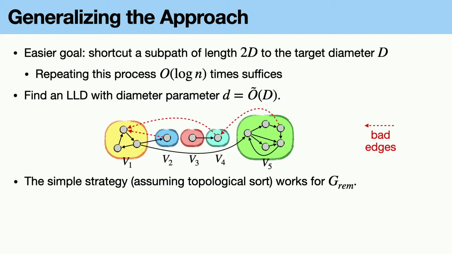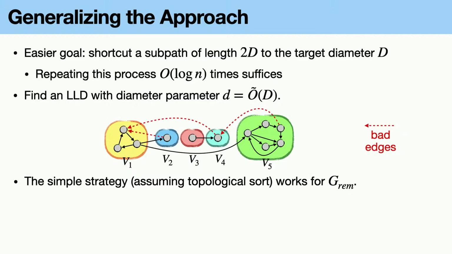And then we're going to apply the simple strategy that I presented for the topological sort assumption. That works here, even though I have strongly connected components. These are all low diameter by assumption, so it works OK. We can do exactly that strategy. So if all we had were the black edges, we're already done.